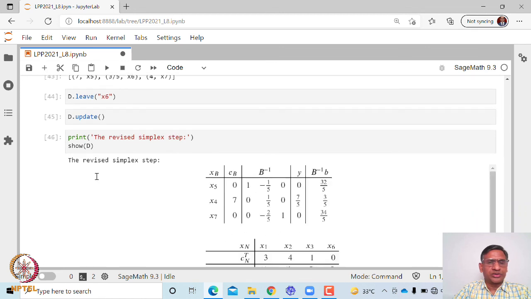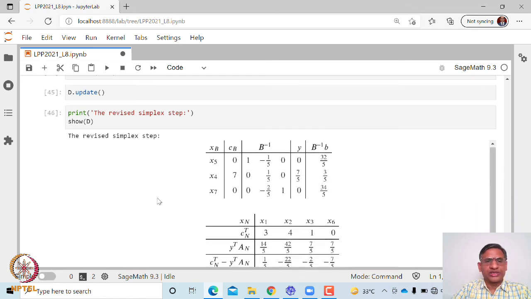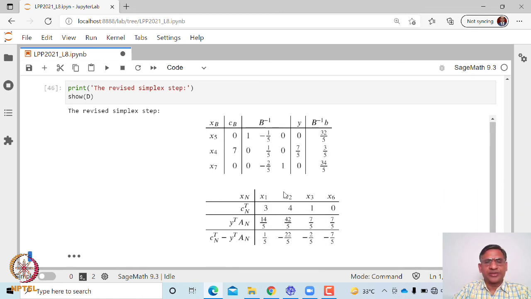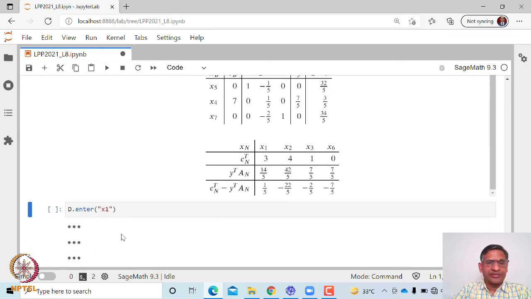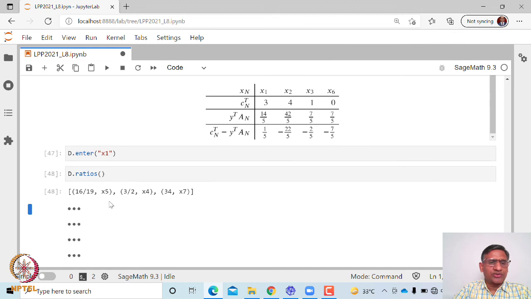Once you ask it to show d, it will give you the steps. Again, you can see here in the reduced cost coefficients, there is one positive still. So therefore x1 will now be the entering variable. So you call x1 the entering variable, find out what the ratios are, and once you have found the ratios, you can see here this is 1.5, this is 34, this is the minimum.